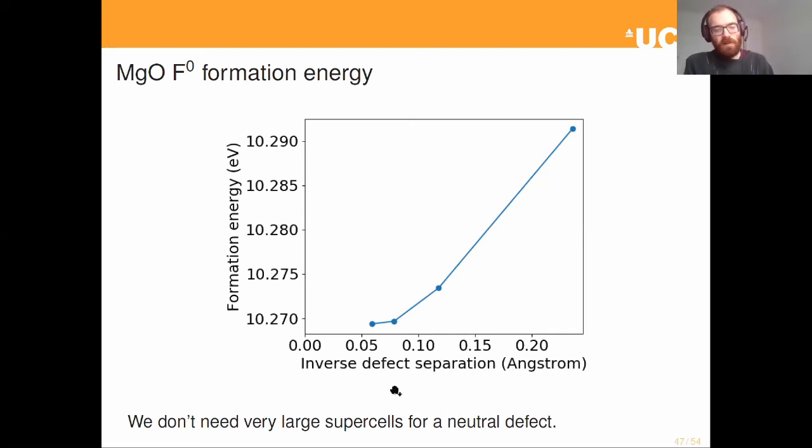But what I've plotted here is a plot of inverse defect separation, so the inverse of how far these defects are apart from each other. So this is a 1 by 1 by 1 cell. This is a 2 by 2 by 2. This is a 3 by 3 by 3. This is a 4 by 4 by 4 cell. And what you can see is that the formation energy of this neutral defect doesn't really depend on the size of the supercell much. So for some systems, the use of this supercell approximation won't introduce much error into the total energy of the system, and we don't need to use really big supercells in order to get accurate results.